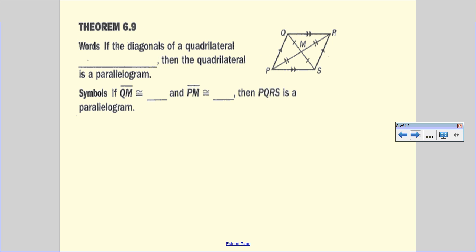Theorem 6.9. Once again, these are all looking very familiar. We're just, like I said, being able to take things that we see and put them into a parallelogram. So if the diagonals of a quadrilateral bisect each other. So sorry, I don't have enough room there, guys. So if the diagonals of the quadrilateral bisect each other, and I see that I have that because PM is congruent to MR, that diagonal is cut in half, and QM is congruent to MS. All right? So if QM is congruent to MS, and PM is congruent to MR, this is what it looks like in terms of symbols in the diagram, then we have a parallelogram.